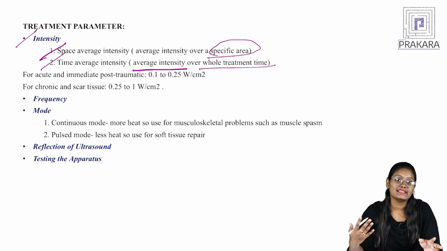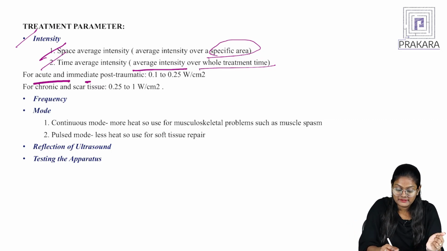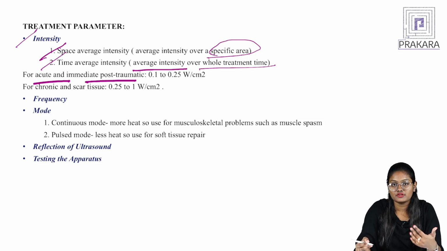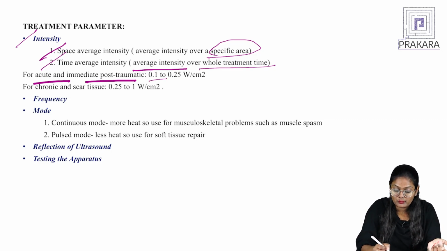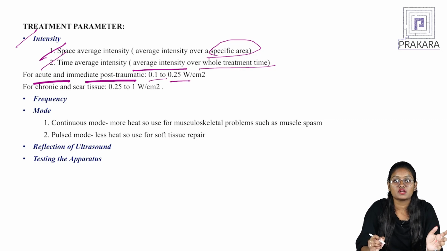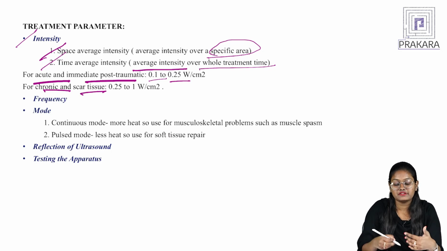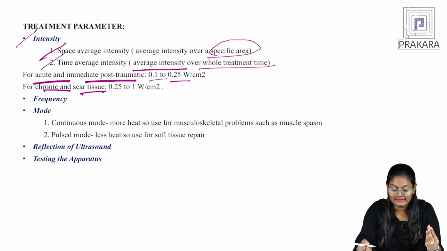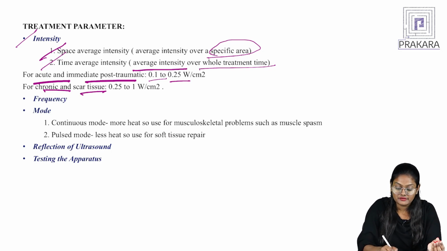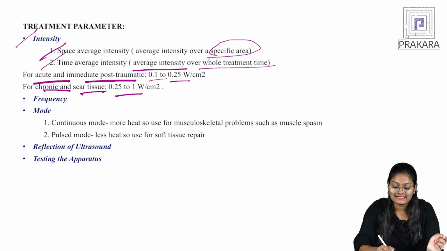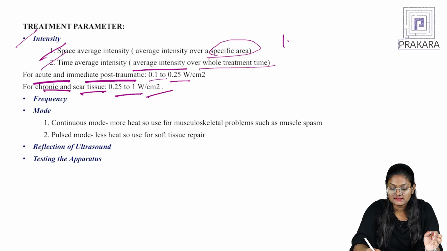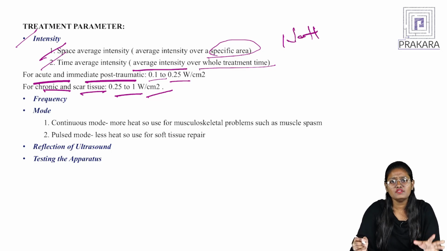Whenever you are selecting the intensity for treating a patient, always remember: for acute and immediate post-traumatic conditions, the intensity should be between 0.1 to 0.25 watts per centimeter square. And for chronic and scar tissues, the intensity should be 0.25 to 1 watts per centimeter square. Watts is the unit of intensity.